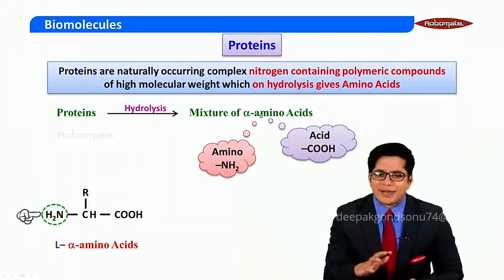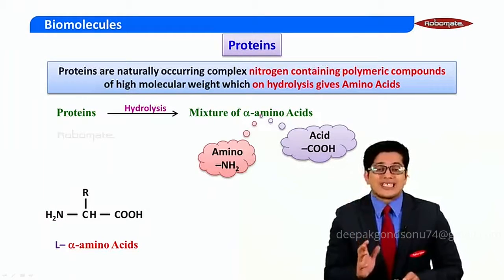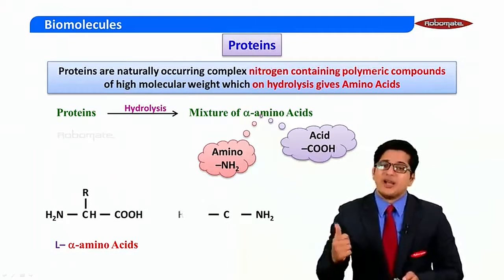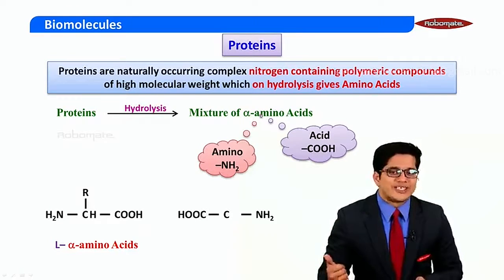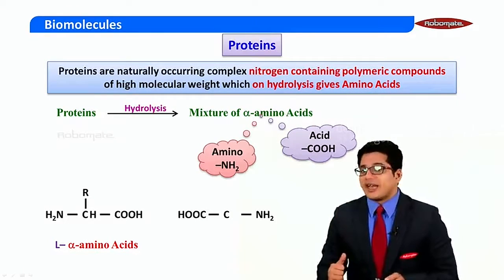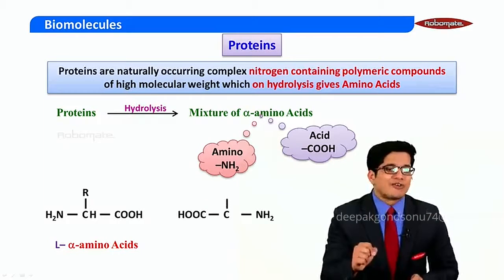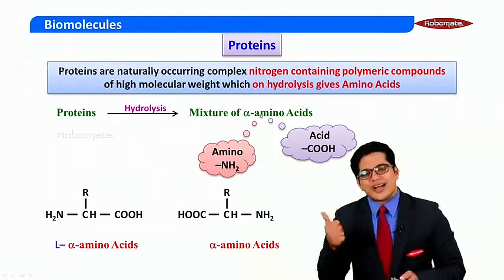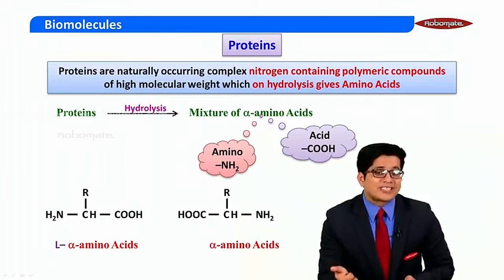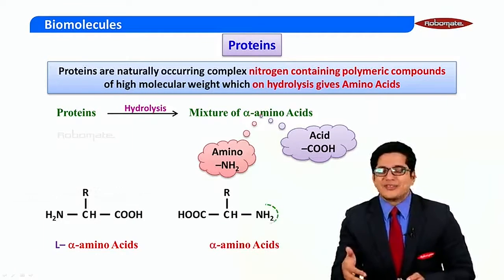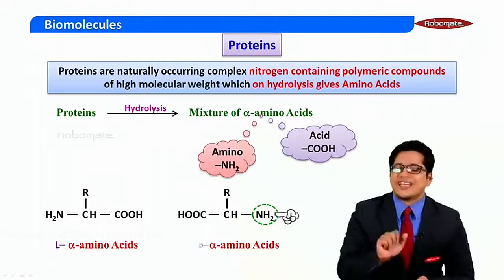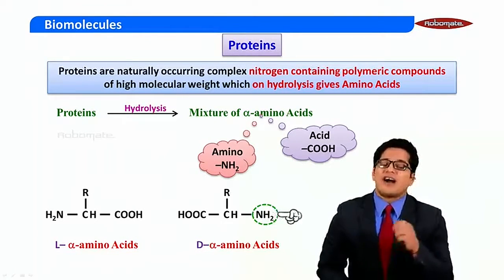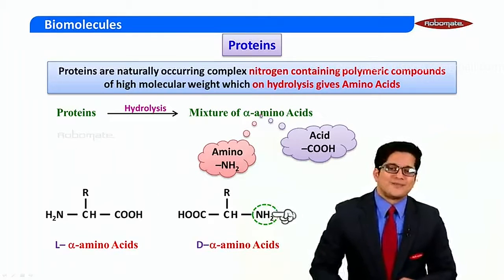acid. Similarly, if we once again take a central carbon atom, attach it with NH2 and COOH, again for satisfying the valency we put hydrogen and any alkyl group. This would again be an alpha amino acid, but now NH2 is onto the right hand side, so this would be called as an D alpha amino acid.